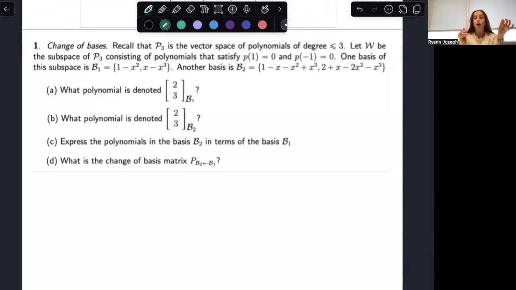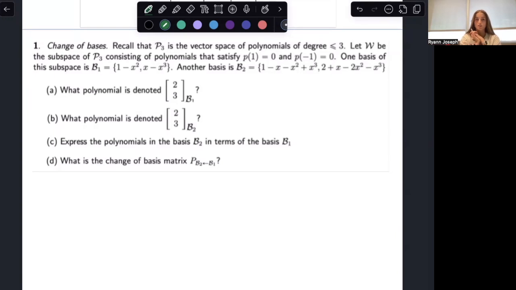Let W be a subspace of P3, consisting of polynomials that satisfy P of 1 is equal to 0 and P of -1 is equal to 0. So it's all of the polynomials up to degree 3 that obey the property of P of 1 equal to 0 and P of -1 equal to 0. They're telling us that W is a subspace. We don't have to prove it, which is great. One basis of this subspace is B1, which is these 2 things. Another basis is B2 with these things in it. So they're telling us these are 2 different bases for this W.